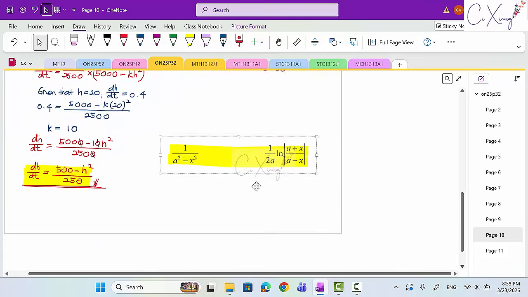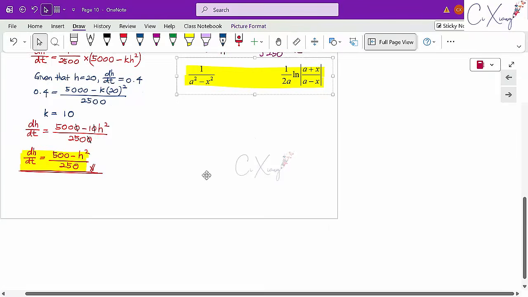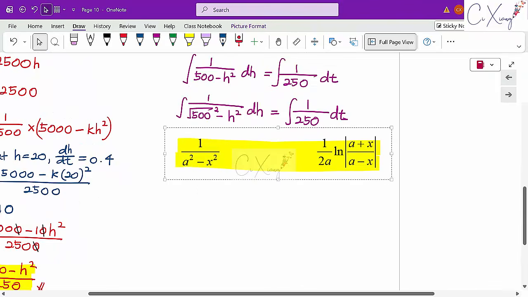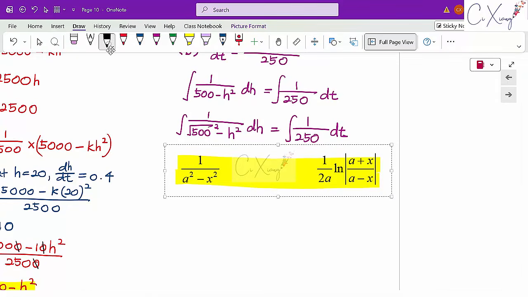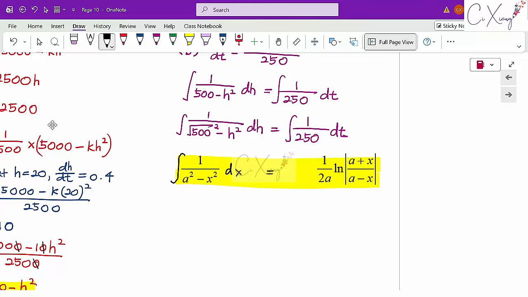Okay, then let me copy it back here. So under this part, according to this formula, basically you can see that if you want to integrate 1 over a squared minus x squared dx, then your answer should be 1 over 2a ln |(a plus x) over (a minus x)|. Then of course we need to figure out what the a is in our question. For our a squared, I'm having a squared minus h squared, so that means the a here is square root 500.